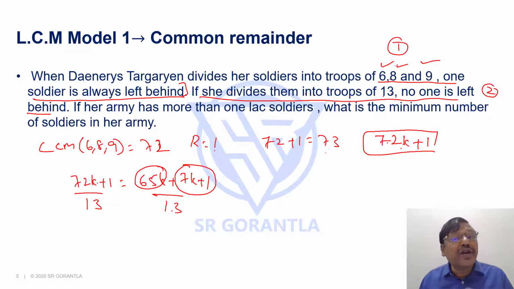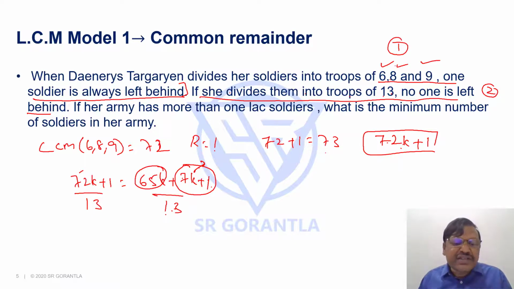Instead of writing, k1 what happens, k2 what happens here with 72. Right. Now, see, there are two approaches here. You can start applying k1, 7 plus 1, 8. Is it divisible by 13? No. k2, 7 × 2 is 14 plus 1, 15. Is it divisible by 13? No. Like that you can go on.